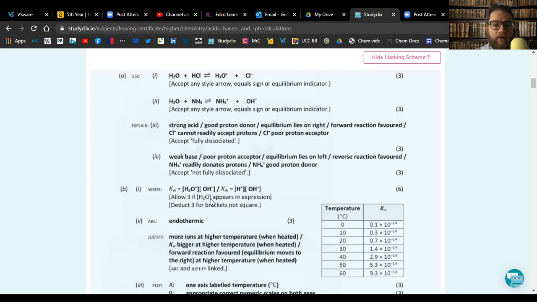And if you included H2O, they'd still allow 3 marks. But Kw is equal to the H plus concentration by the OH minus concentration.